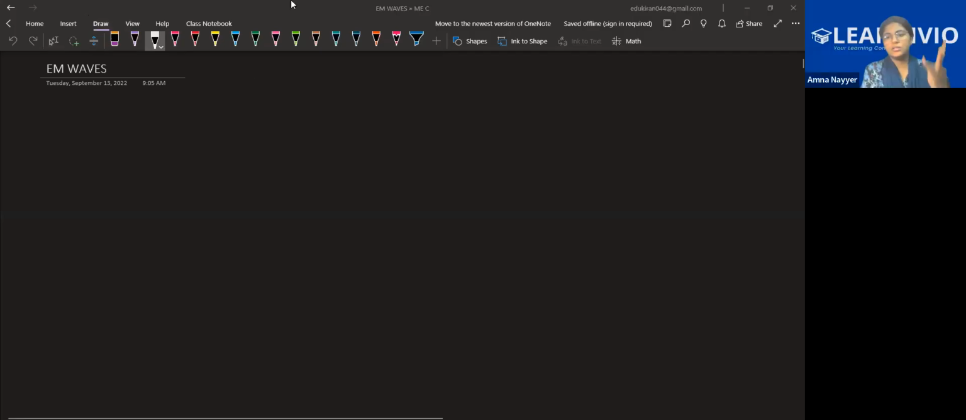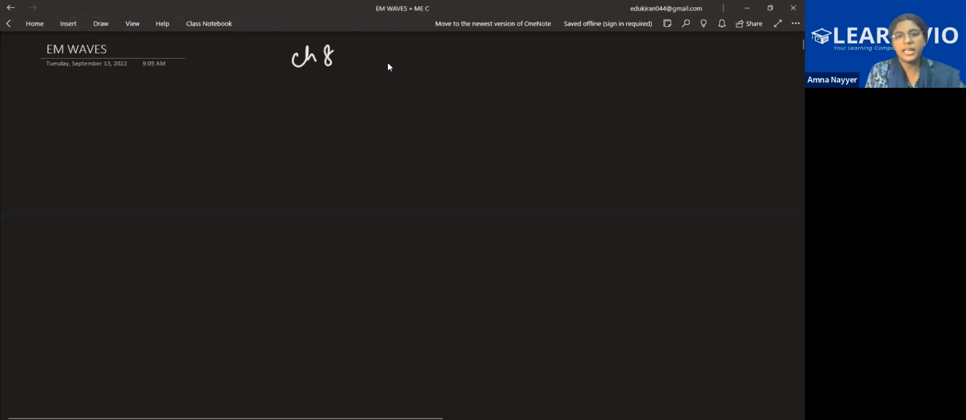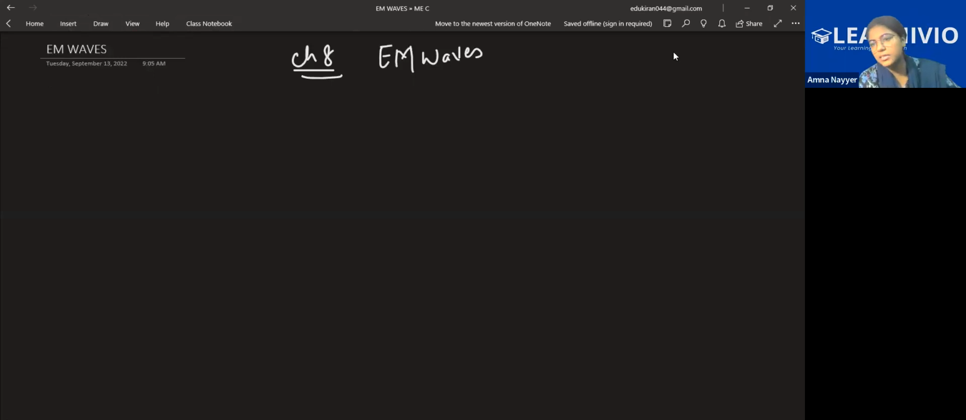Okay, class. So this is EM waves, which is chapter 8 of your NCERT first book. Okay, this is chapter 8. So NCERT part 1, this is the last chapter that is left.